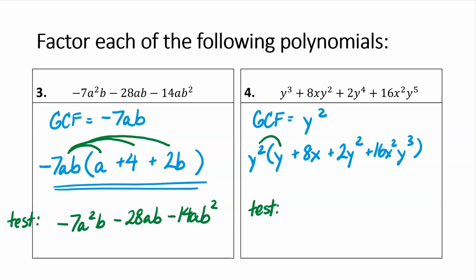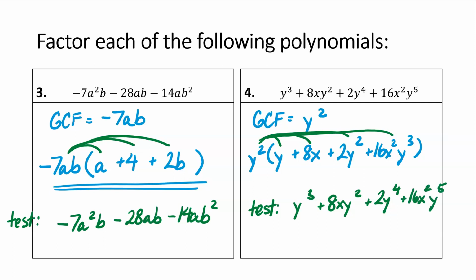y squared times y is y cubed. y squared times 8x squared is 8x squared y squared. y squared times 2y squared is 2y to the power of 4. y squared times 16x squared y cubed is 16x squared y to the power of 5, which is the same as your original expression. So we're done.